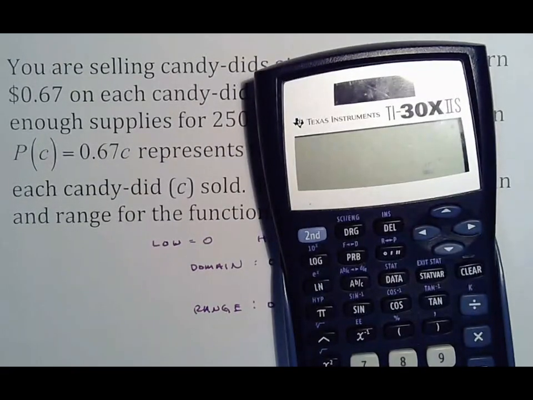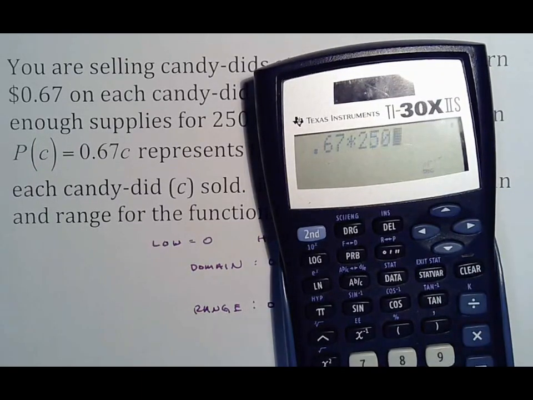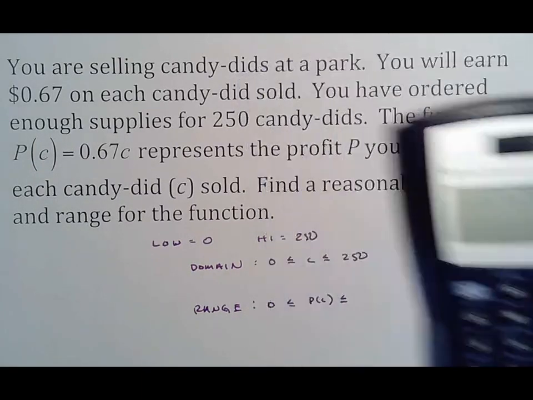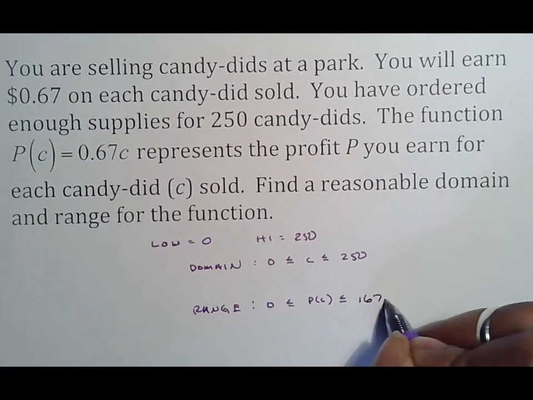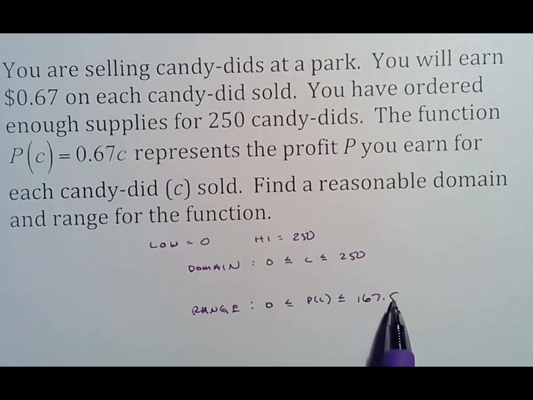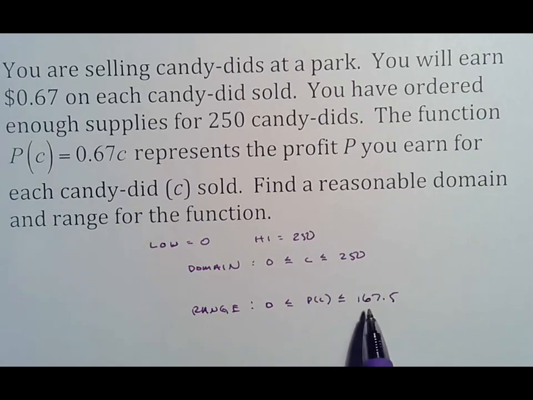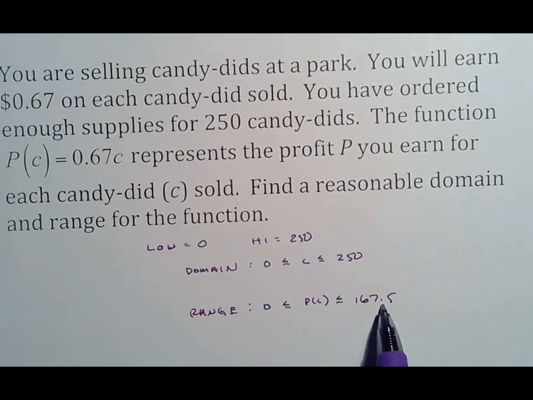So 0.67 times 250 is 167.5. And so your range means I should make between $0 and $167.50. So I should be able to sell between 0 and 250 items. I should be able to make between 0 and $167.50 to do that.